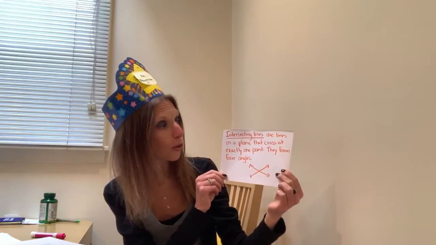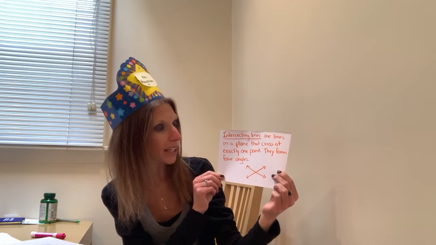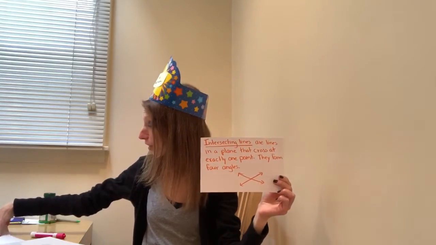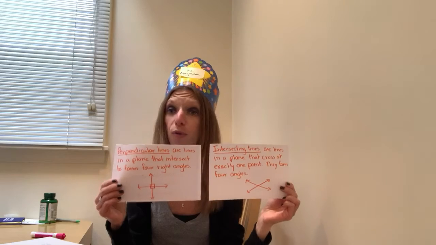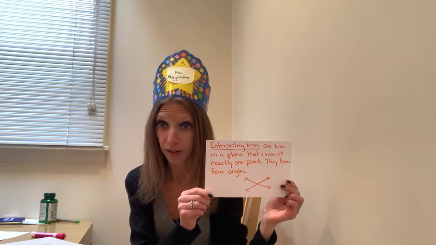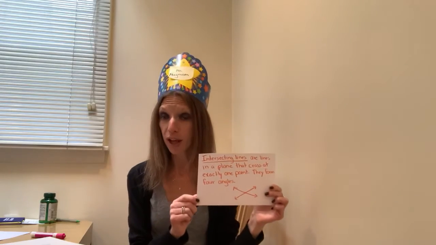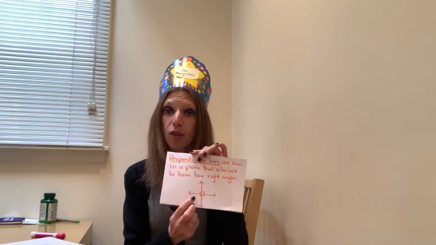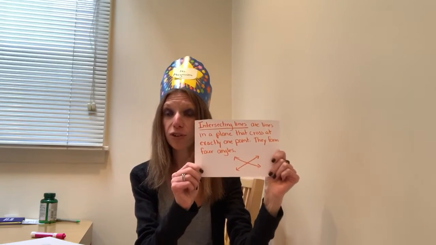Okay, then we have the next one. We have intersecting lines. So intersecting lines are in a plane that cross at exactly one point. They form 4 angles. Now, it's different from perpendicular lines because perpendicular lines form right angles. Intersecting lines do not form right angles. They just cross, okay? So if they don't have that little square, you know they're not perpendicular, but they're intersecting. So it can get a little confusing, but you have to remember perpendicular lines form the right angle, so you'll see the little square. If you don't see the square, you know they are intersecting lines.